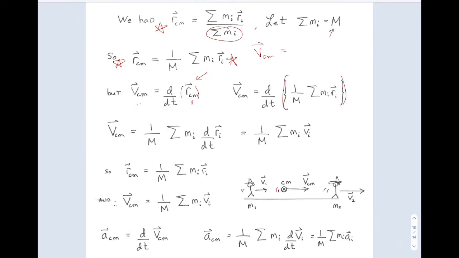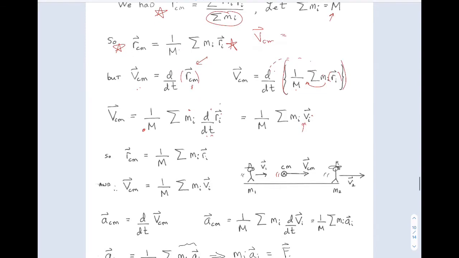So I put that in there. That's the position of the center of mass. M is constant, so that comes outside. This M is constant, so the derivative moves its way through that M and comes outside. And I'm just doing d by dt of r sub i, and we know that the derivative of r with respect to time is velocity. So d by dt of r sub i is v sub i.